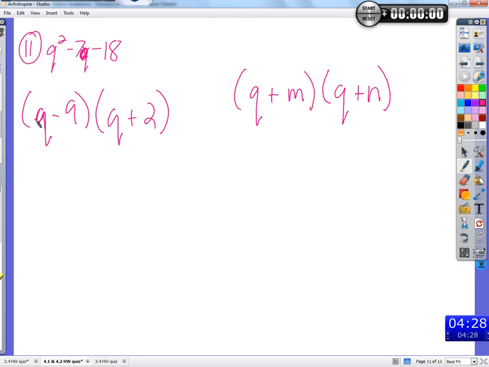If we were really going to list them all out, we'd have to go negative 9 and positive 2, negative 2 and positive 9, negative 6 and positive 3. You see what I'm saying? Or switch the negatives too. But we might be able to skip over that if we choose.